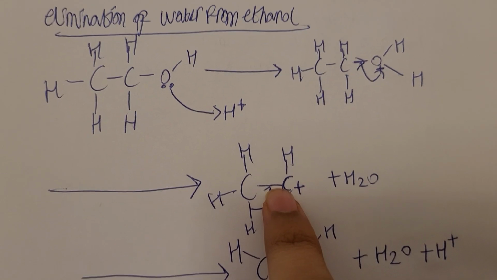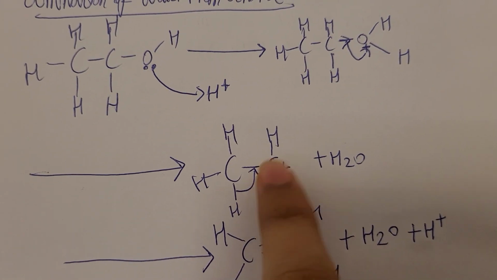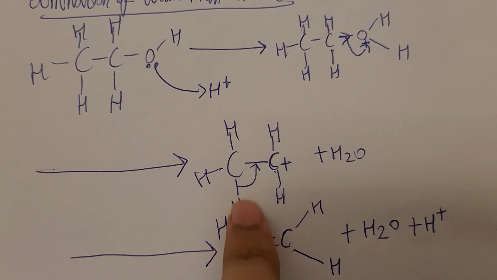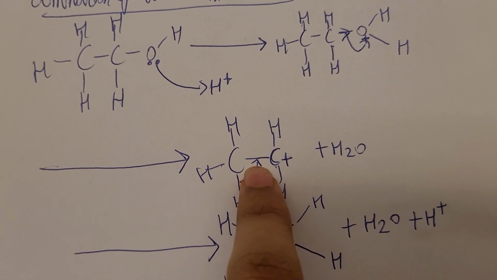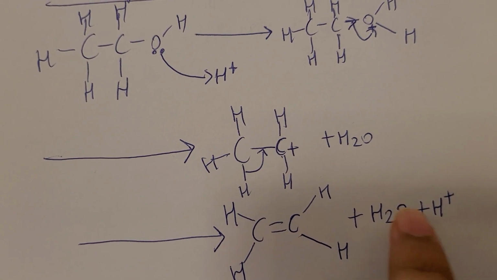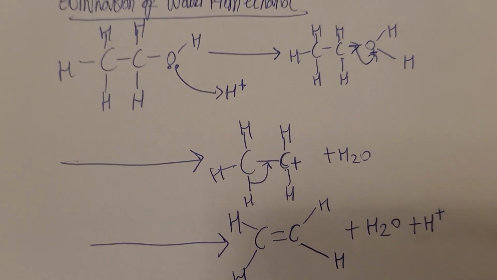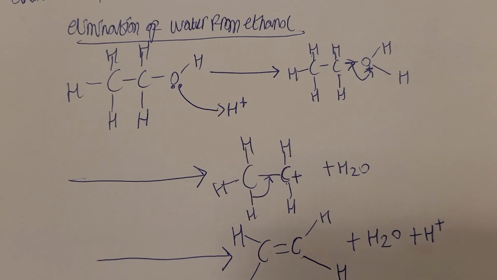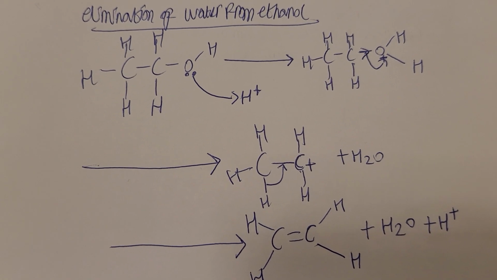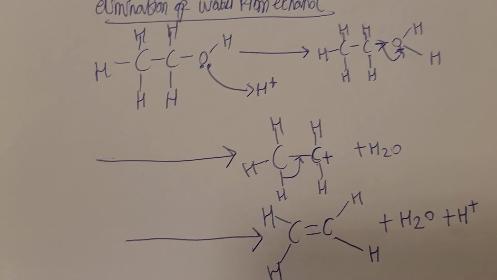bond. Or you can just think of it as we're going to form an alkene, so we need to form a double bond. So arrow to the middle. So now you form a double bond plus H2O plus H+. And this is an example of elimination reaction of water from ethanol, where a small group of atoms break away from a larger molecule and is not replaced.